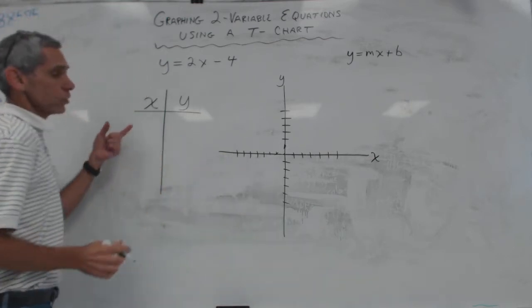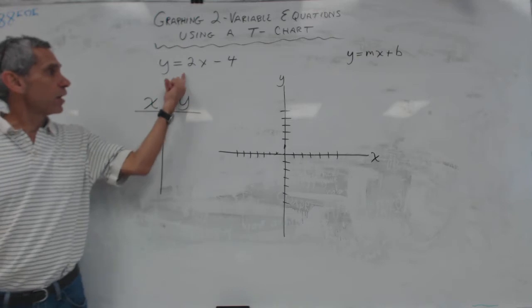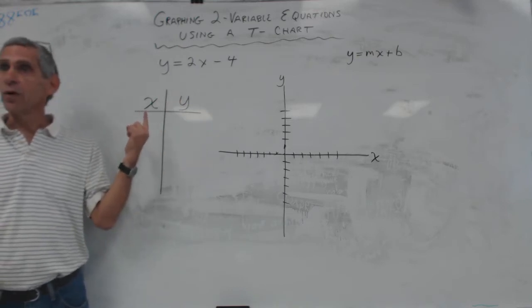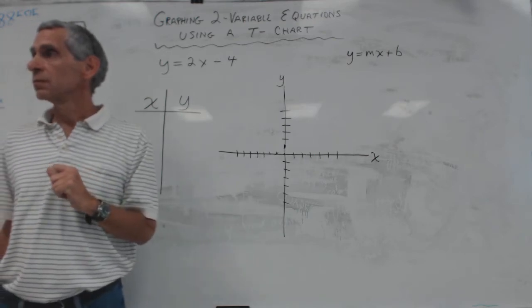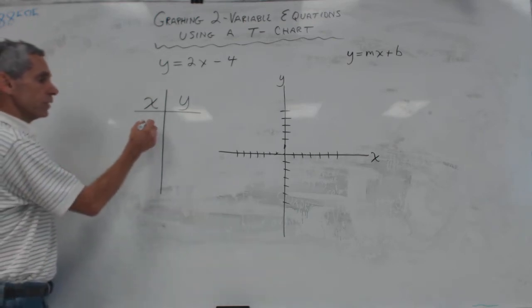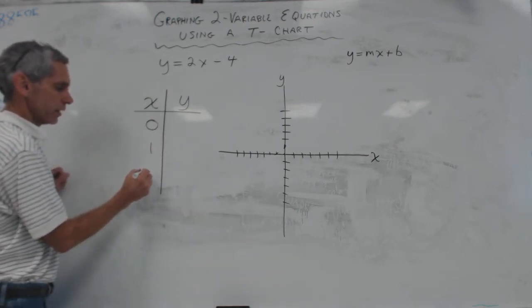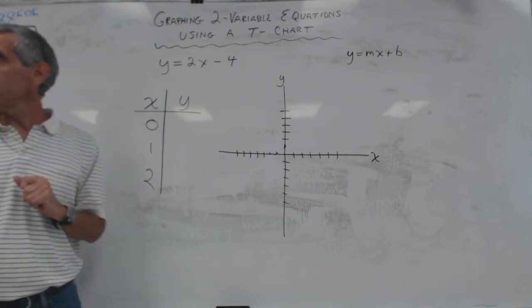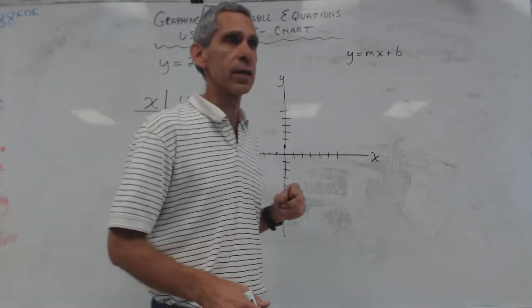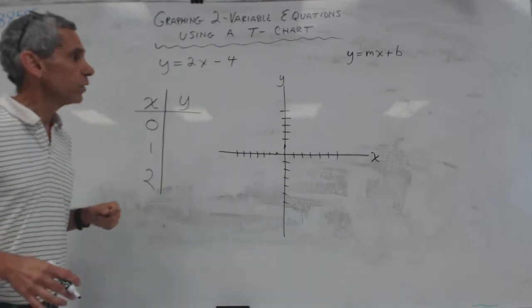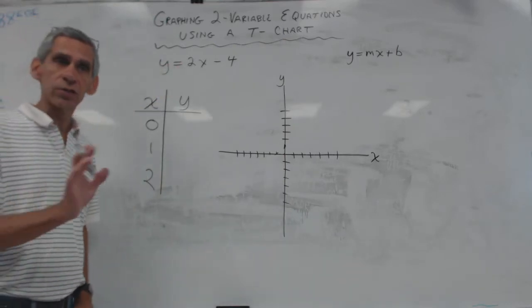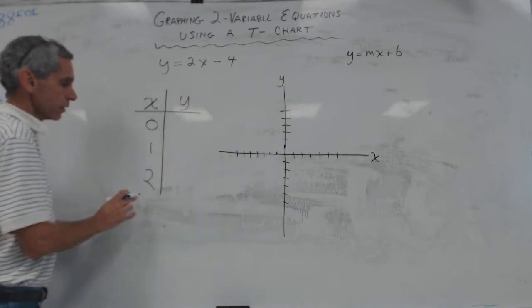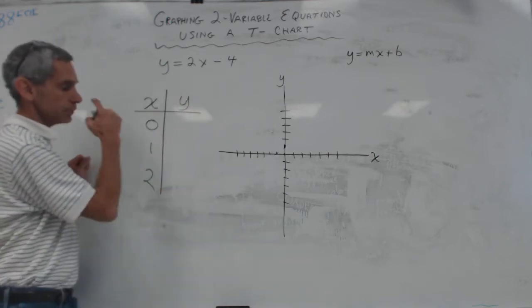Okay, so now I've got my T-chart drawn, and I'm ready to do this. What are my x's that I'm going to choose? 0, 1, and 2. Pretty much always for straight lines, just do that, with the exception if it's a fraction, but I'm not teaching that today. We're just going to do it without the fractions for now. So 0, 1, and 2.